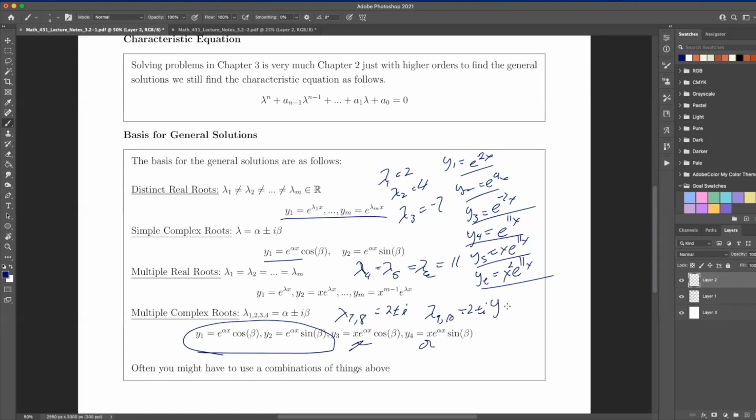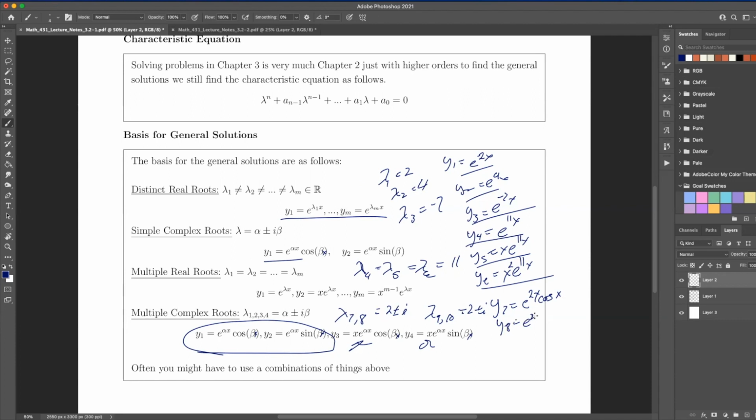And so here in this case, we would have y7 equal to e to the 2x cosine x. I'm missing an x, aren't I? There should be little x's in here. Unless I'm crazy, there should be x's in all of this. And so it'd be cosine x.